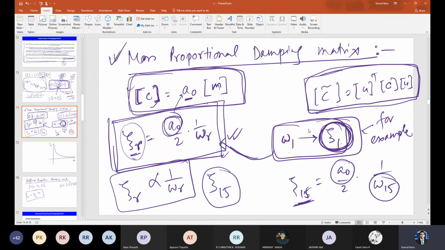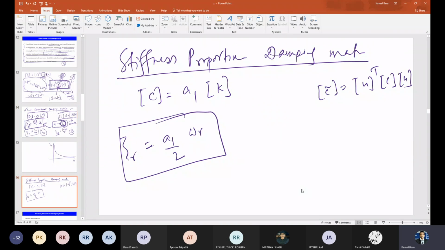That doesn't mean you can only find out 15. You can find out any other modes. Similarly here, I will give the information of damping ratio of any one of the modes. Just one mode I will give. You will find out A1, put it here, and construct the damping matrix. And if I ask you to find out any other mode's damping ratio, in a similar manner you can find it out.